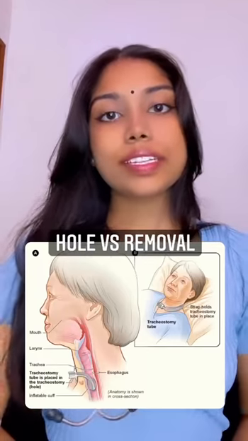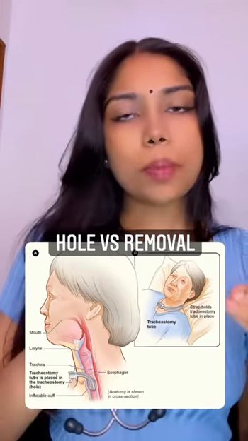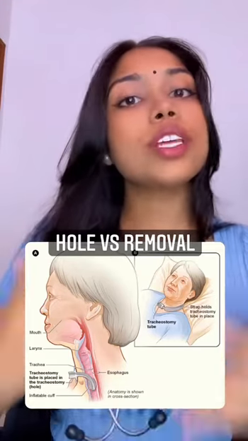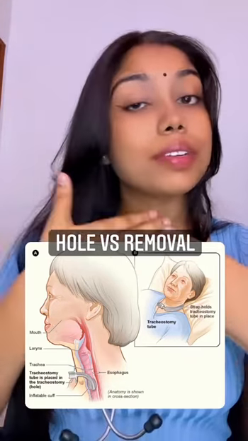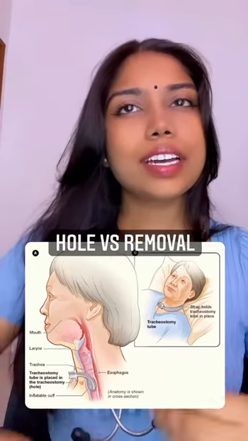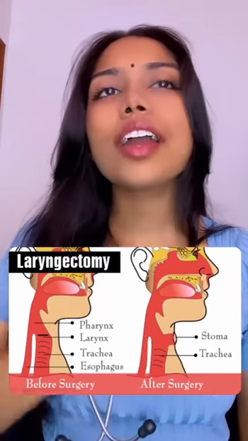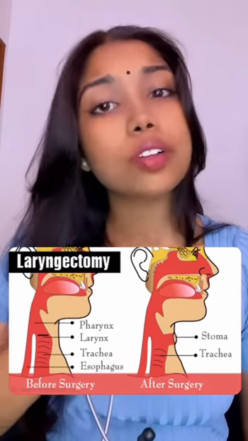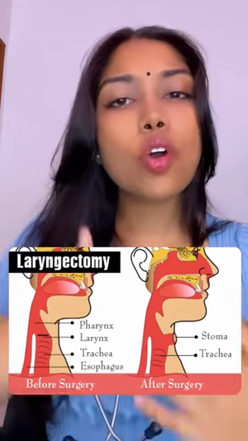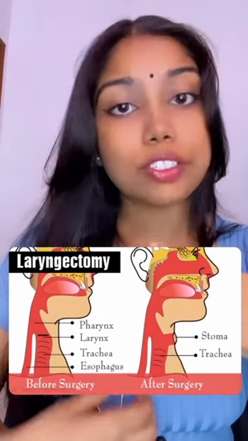Let's get started. So basically, one is a hole. One is removal. A tracheostomy is actually just a breathing hole in the neck. Nothing is removed and the airway is intact. However, a laryngectomy removes the entire voice box or also part of that voice box. So there is no connection between the throat and the windpipe, which is the trachea.